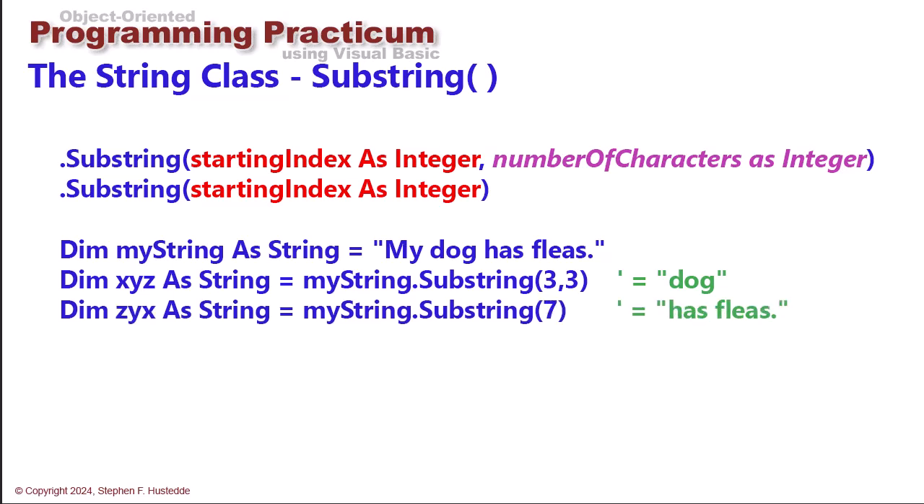If I take zyx as a string and have it equal my string.substring and only specify character index 7. Now that 7 is the H in my string. It's going to go to the very end, so therefore the result is zyx contains the string has fleas.